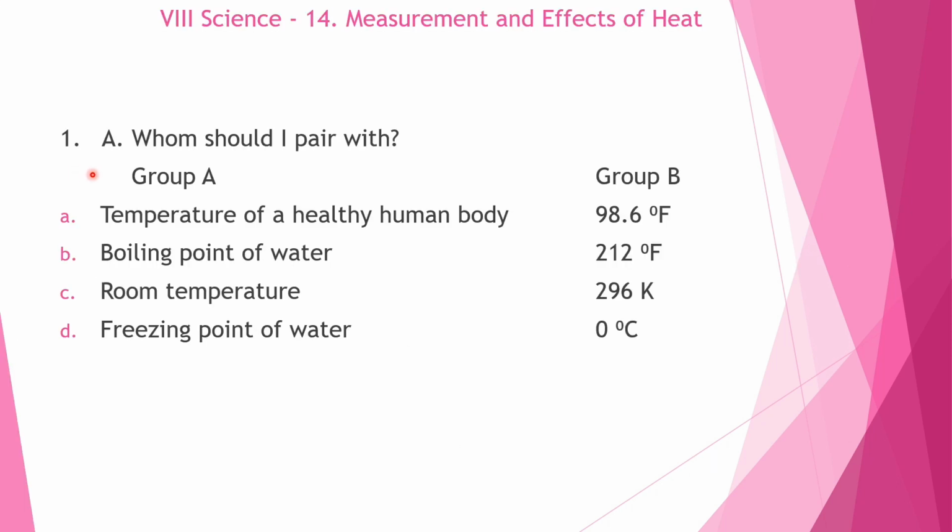Question 1a. Whom should I pair with? This is group A and I have written the answers directly in group B, children. Temperature of a healthy human body, it is 98.6 degrees Fahrenheit. Boiling point of water, 212 degrees Fahrenheit. Room temperature, 296 Kelvin. Freezing point of water is 0 degrees Celsius.